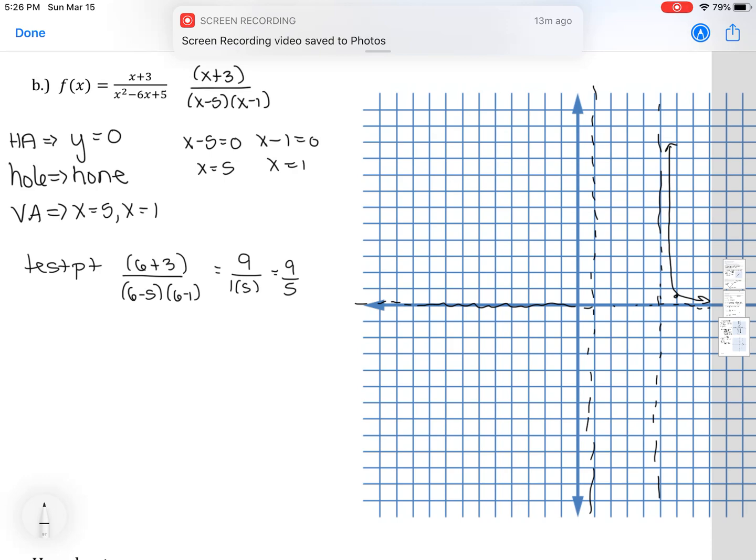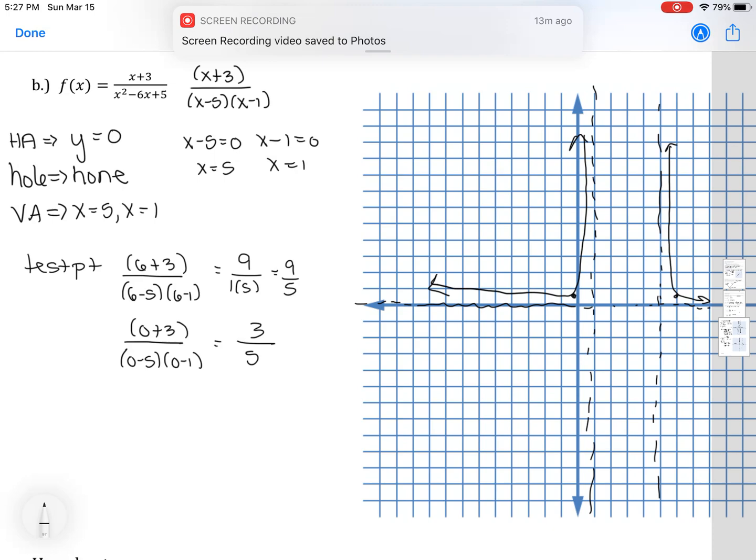Okay, check another one. Let's say we test 0. So I'm going to plug 0 in. 0 minus 5, 0 minus 1, I get 3 over 5. So that's right, where am I at? I'm here. So you're sort of noticing it's the same type of graph as the one above. We're just sort of going opposite.